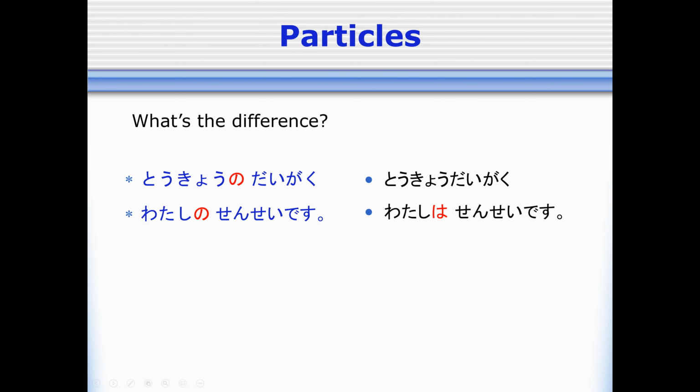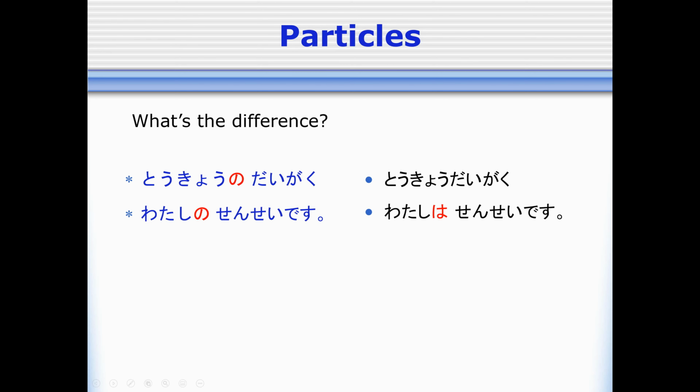Now let's take a look at the difference between the two particles we've studied so far. So we have a sentence, 私の先生です versus 私は先生です. What do you think the difference is between these two statements? That's right. So 私は先生です means I am a teacher. The topic of the sentence is me.